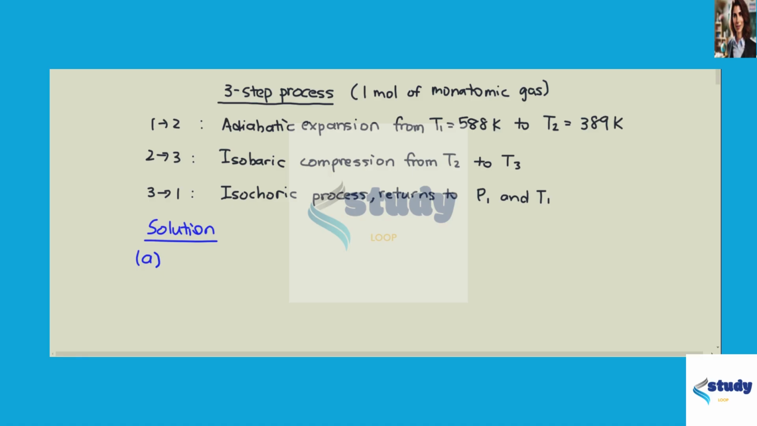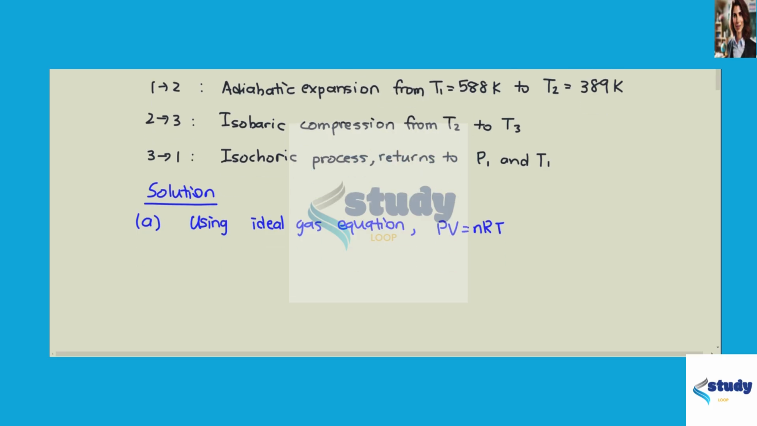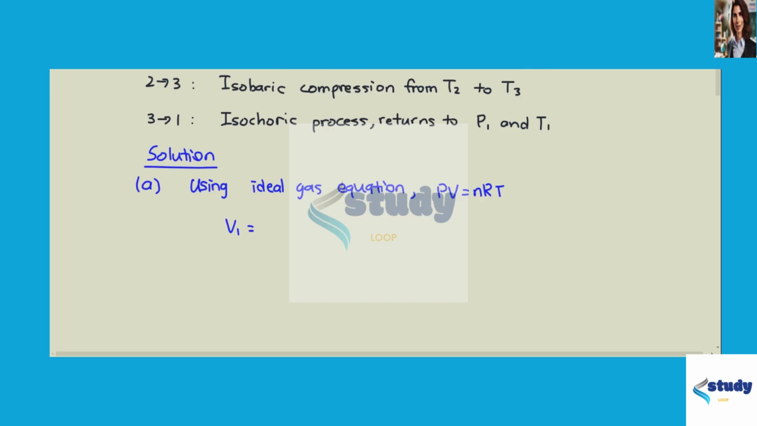So for part A, to plot the PV diagram properly, there are a few equations we need to use. The ideal gas equation, PV equals nRT. We can find V1. V1 equals nRT1 divided by P1.